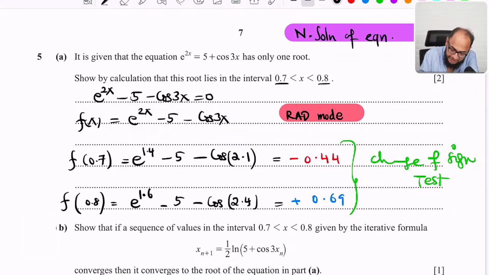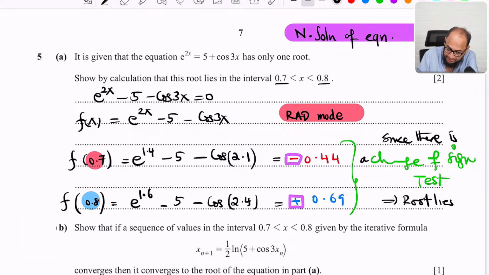And we plug in 0.7 over here, and then we plug in 0.8, and one of the values is coming out to be negative and one of the values is coming out to be positive. And since there is a change of sign, this is called the change of sign test. Therefore, the root lies between 0.7 and 0.8. Again, stick to the idea of concluding everything, making a logical deduction.